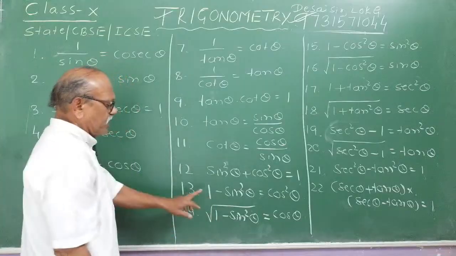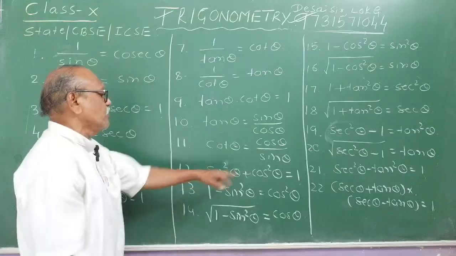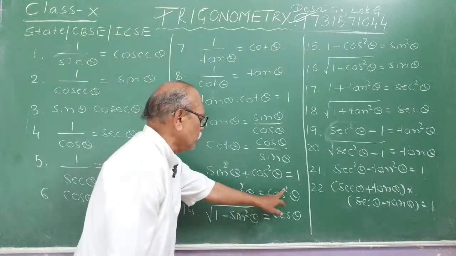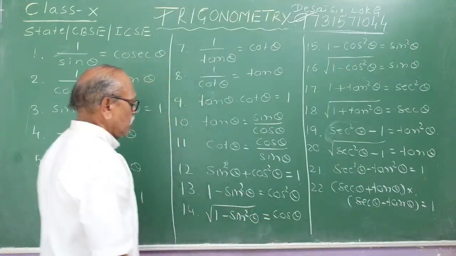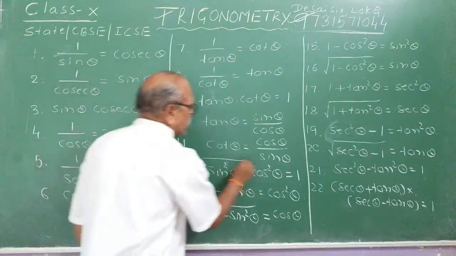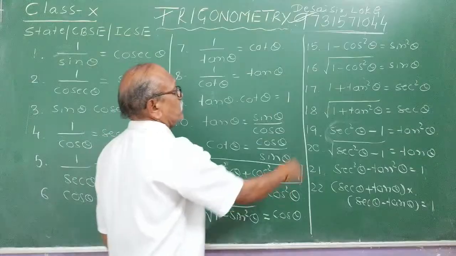Remember them as separate. Whenever you get 1 minus sin square theta, you can write it as cos square theta. Take the square root on both sides. Root of 1 minus sin square theta is equal to square root of cos square theta, which is cos theta. Now you take cos square theta to the right, same, this identity. This is the main identity. These are sub identities. These are very important.